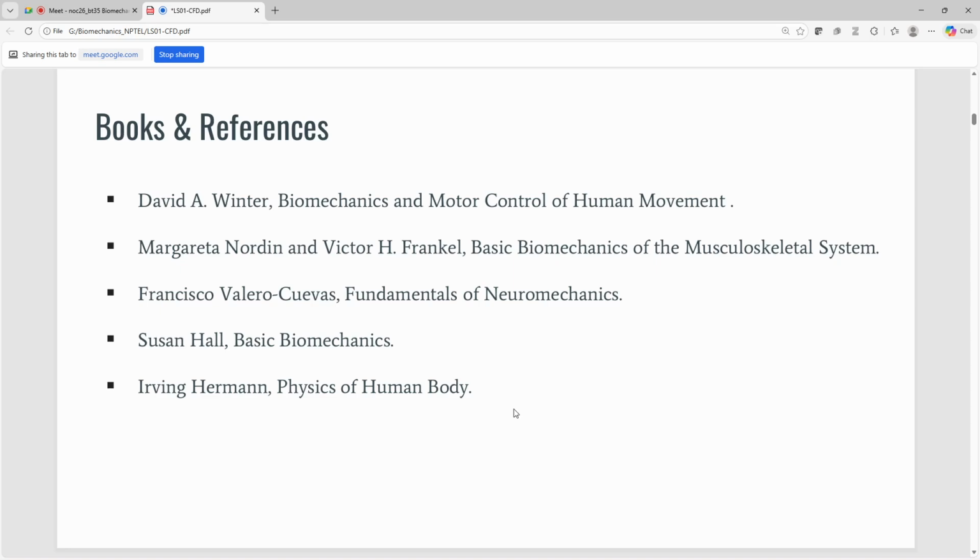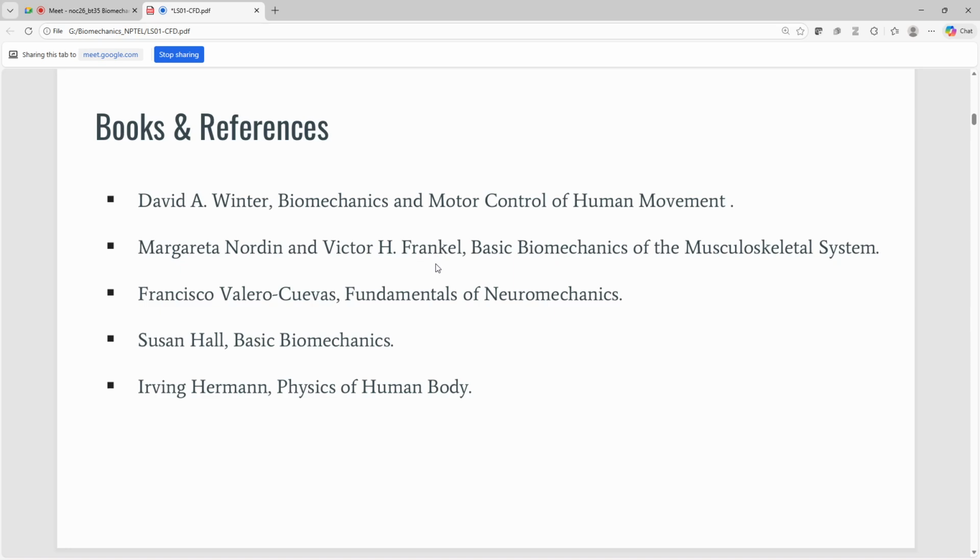These are some books and references given in the lecture in the course itself. These texts are mostly available on the internet. You can Google it and the PDF will be available.